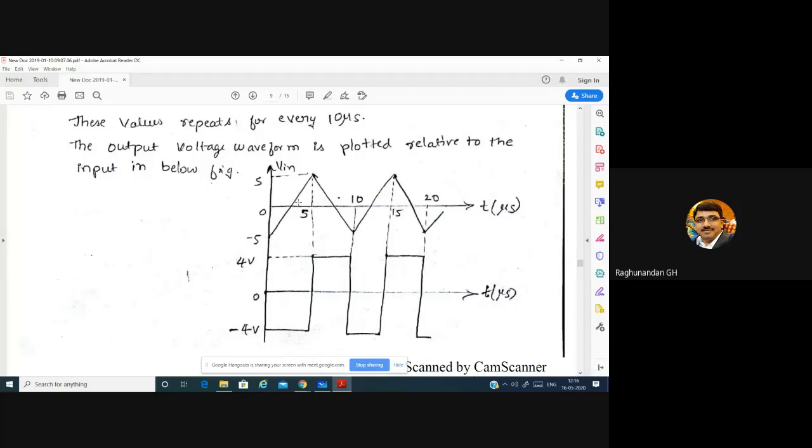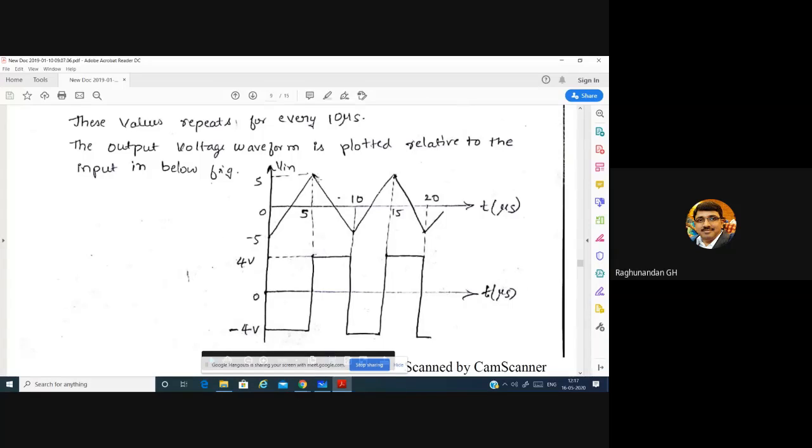So here, when the input is raising, the output is at the negative level. From this you can observe one thing: when the input is raising, the output is in the negative phase. Why does this happen? Can anyone tell me? The input is at -5 and it keeps on raising to positive. It is in the raising fashion, but the output is in negative only, that is, at -4 volt.